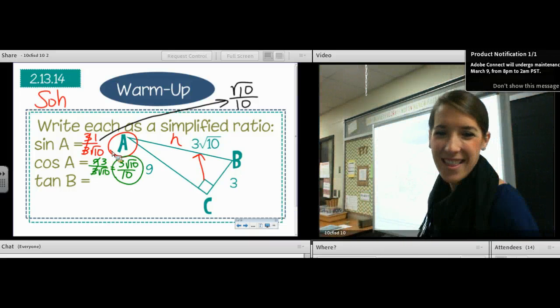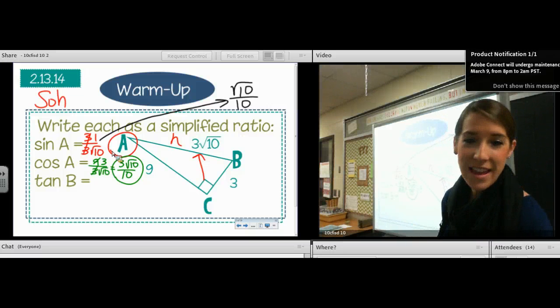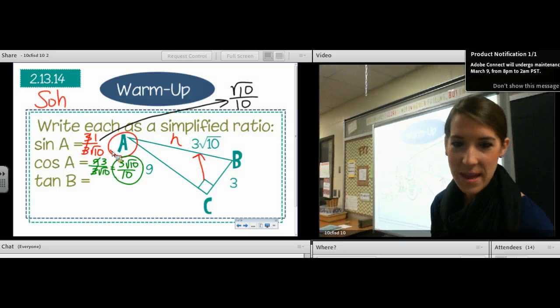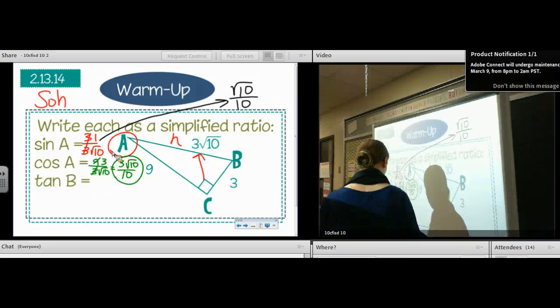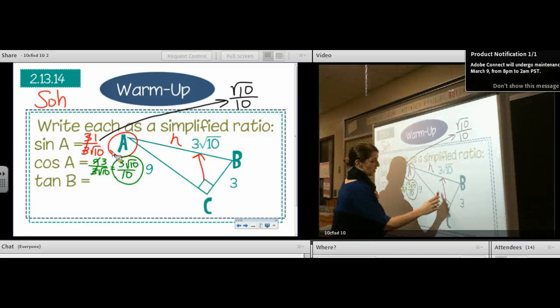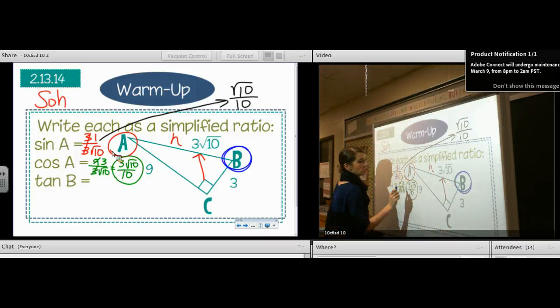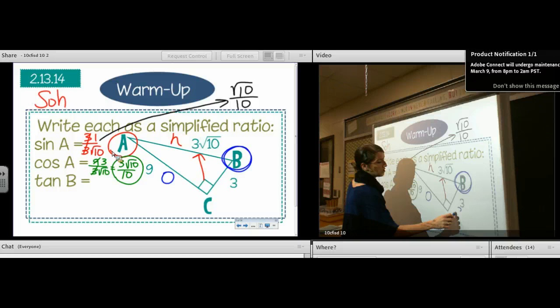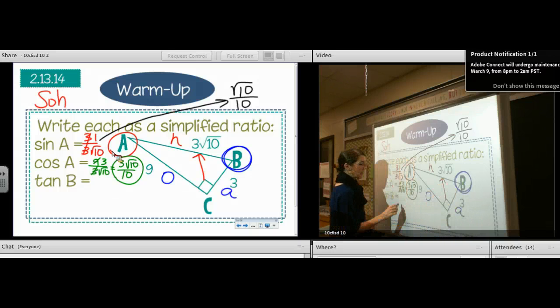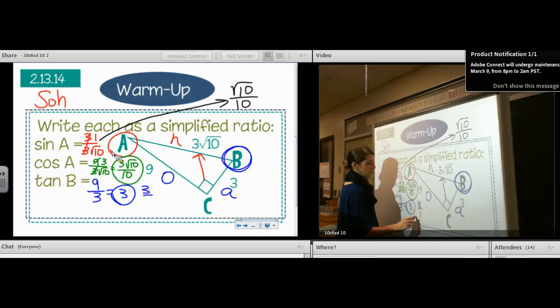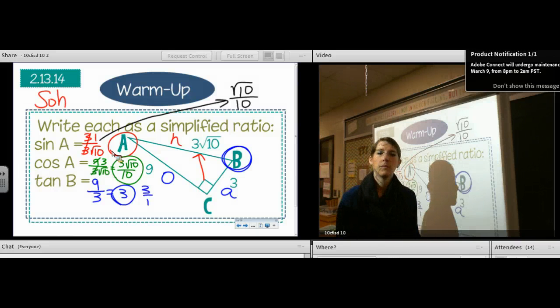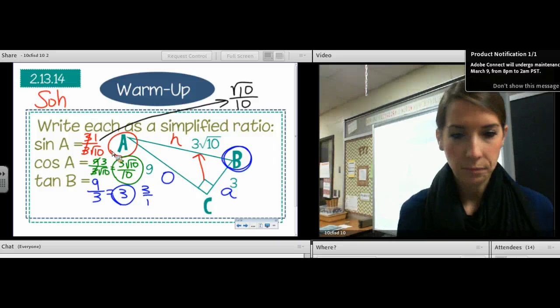Okay. And then, Taha, I gave you the easiest one. The tangent of B. It's the easiest one. Tangent of B, let's see. Oh, that rhymes. Tangent of B, let's see. Here's B. Tangent is opposite over adjacent. So compared to B, 9 is opposite, and compared to B, 3 is adjacent. That is not a simplified ratio. You can put 3, or if you really want to put it as a ratio, you can put 3 over 1. But the simplified version is 3.